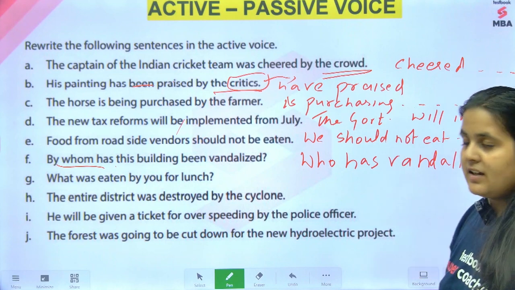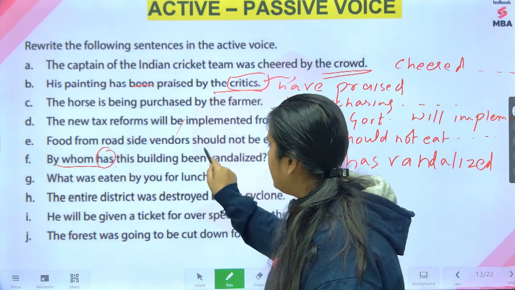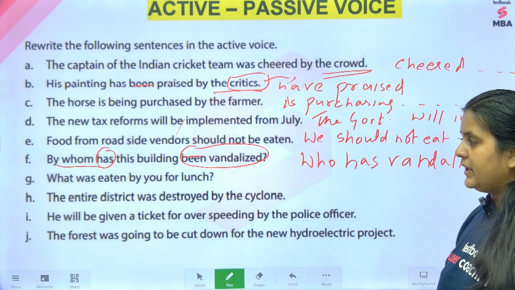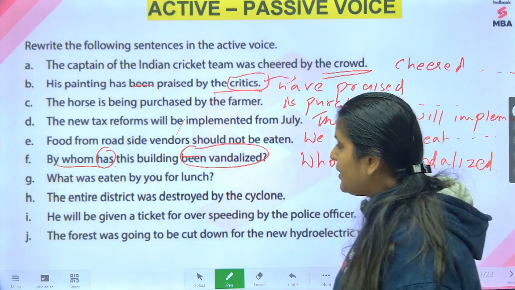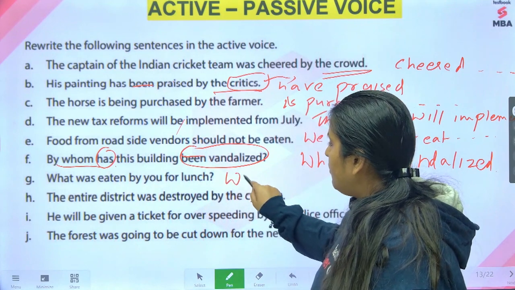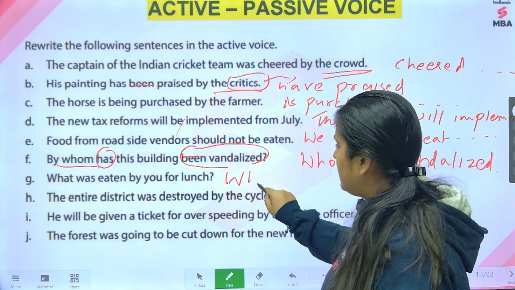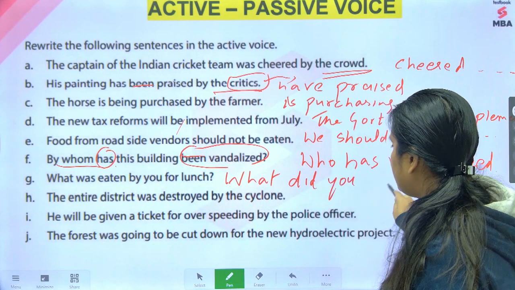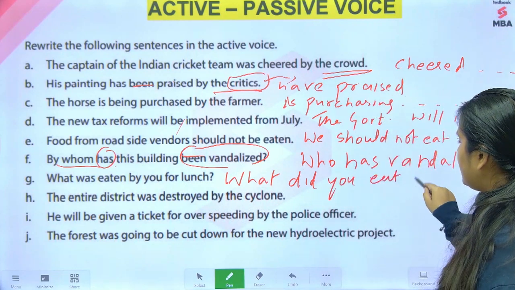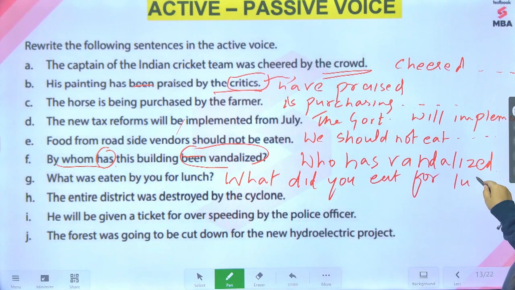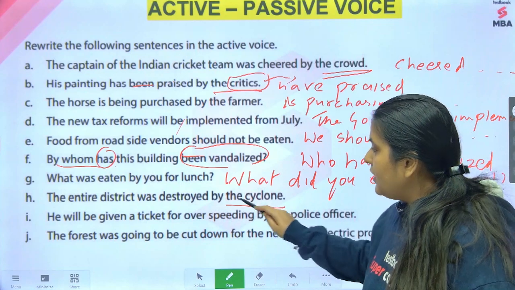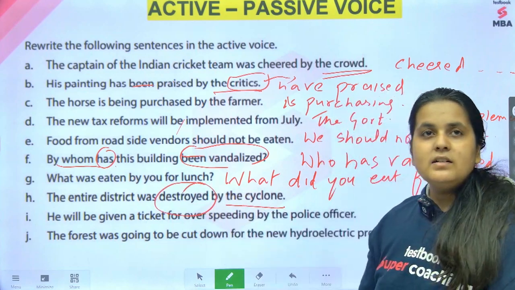this building? It is has been vandalized, just remove been, the be form will go away: who has vandalized this building. What was eaten by you for lunch? What did you eat for lunch? That's all, what did you eat for lunch. The entire district was destroyed by the cyclone. The cyclone destroyed the entire district.